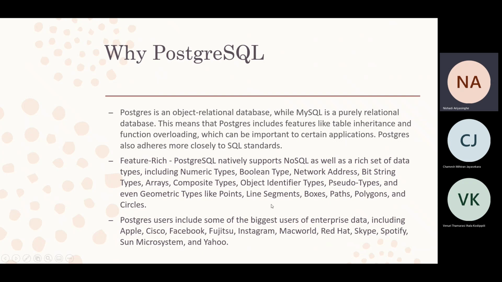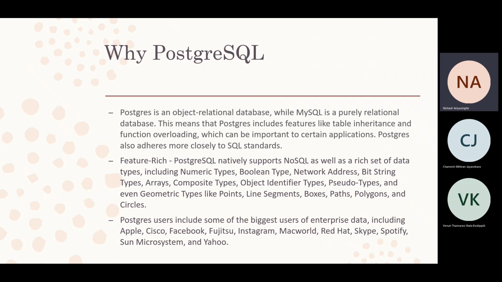I think in MySQL, only text, numeric types, Boolean types. I'm not sure about network addresses, but they might be able to use network addresses in MySQL. Arrays. So it is quite limited in MySQL. Obviously, geometric types like points, lines, boxes, paths, polygons, and circles cannot be used in MySQL. So in PostgreSQL, you can see it is feature rich. So a lot of data types can be used in PostgreSQL.